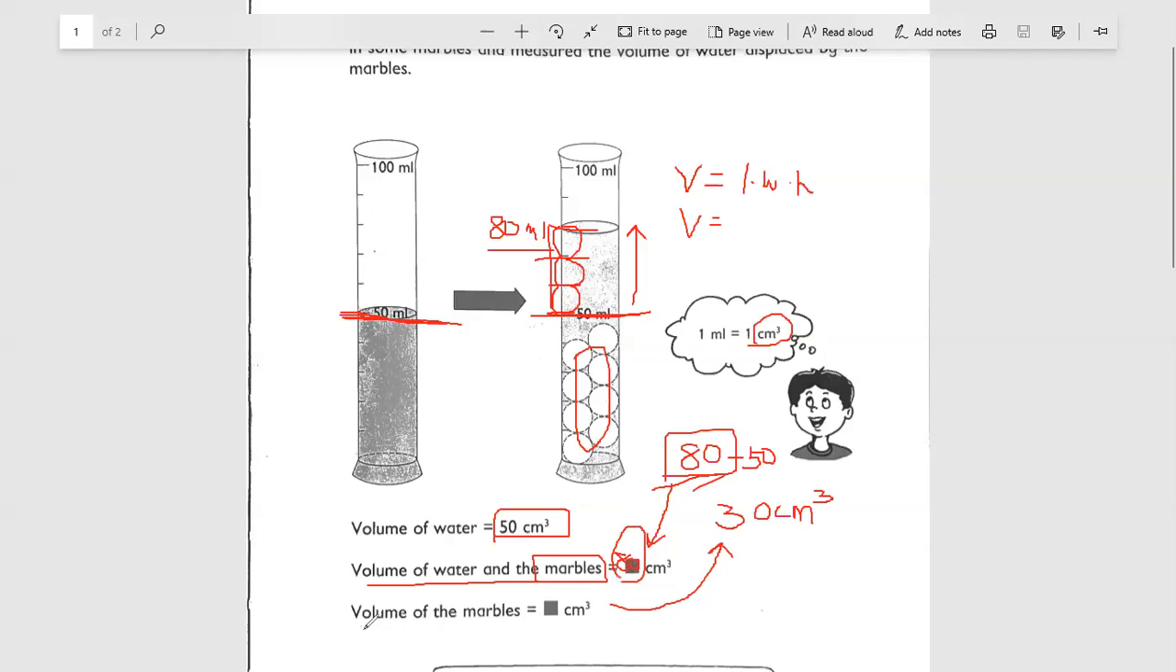Now it says, how about the volume of marble? So we use 80 minus 50, then that's how much it increased. This is with no marble, and this is with marble, okay? So this is how we figure out the volume of the marble, okay? It would be 30.